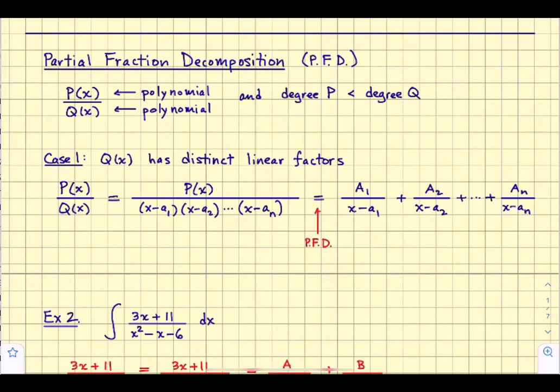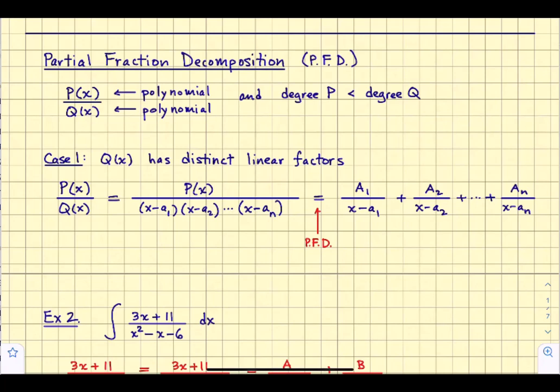So case one, let's just suppose that q of x has distinct linear factors. So distinct, so none of them are repeated, and linear because they factor as linear functions. So for example, q of x, if it looked like x minus some number a1 times x minus some number a2, down to some x minus some number an, then notice each of these is a linear factor, and as long as the a1, a2 down to an are all different numbers, then none of these are repeated, so these would be distinct linear factors.